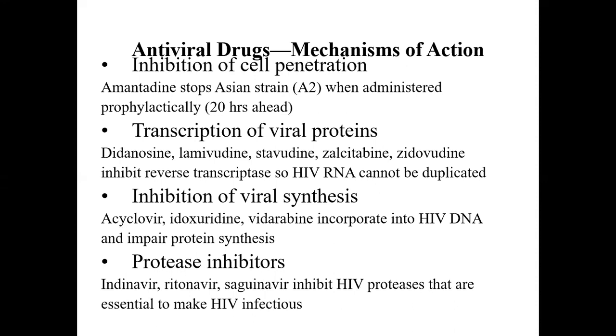The antiviral mechanism of action is inhibition of cell penetration, and amantadine stops Asian strain influenza A when used as prophylaxis. It works in prevention of cell penetration. Then there is inhibition of transcription of viral proteins. These are drugs that inhibit transcription of viral proteins, like didanosine, lamivudine, stavudine, and zidovudine, which inhibit reverse transcriptase, so HIV RNA cannot be replicated.